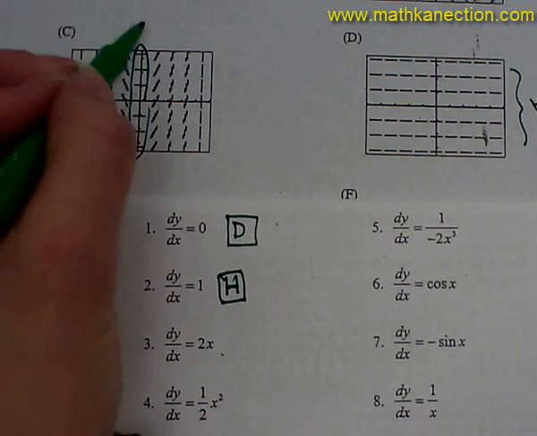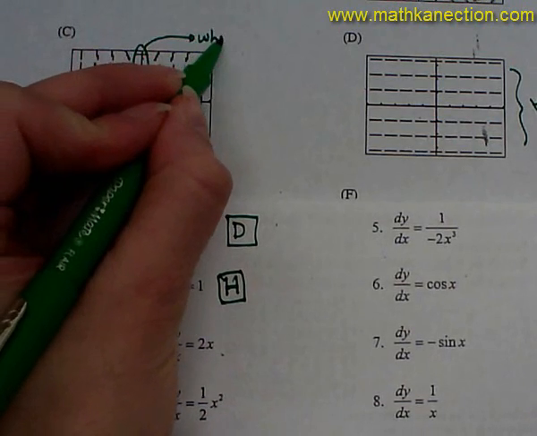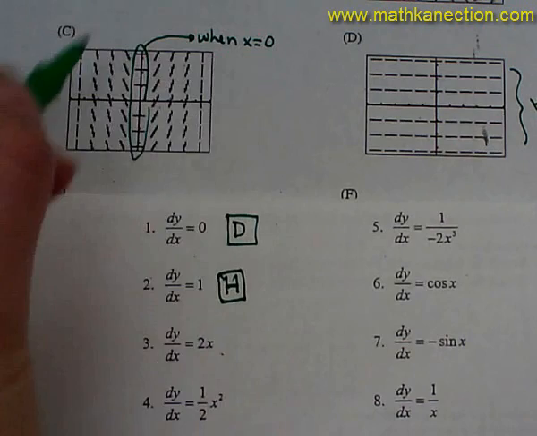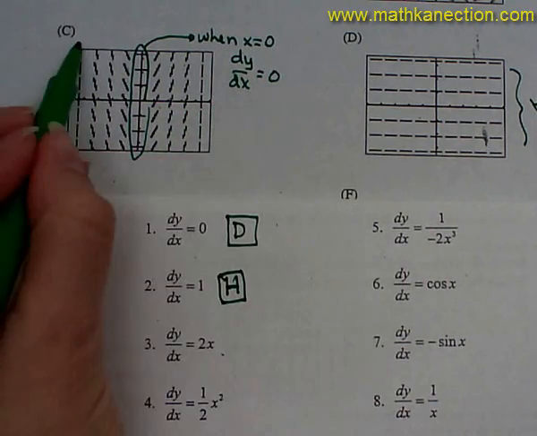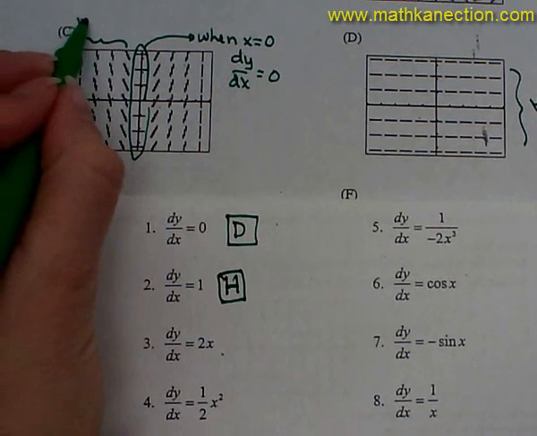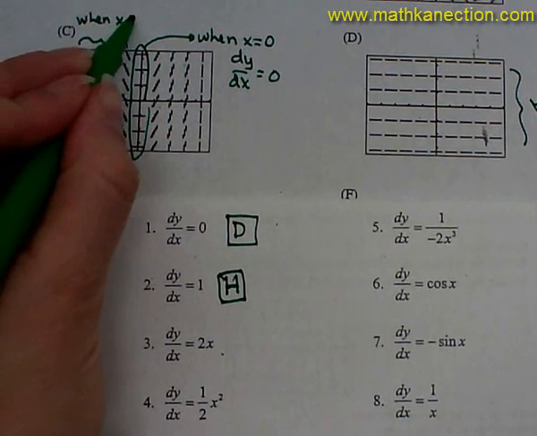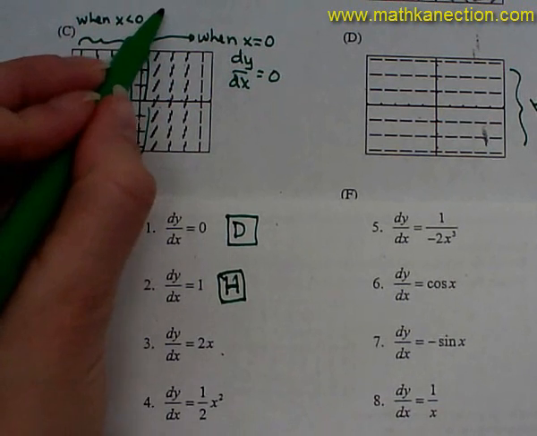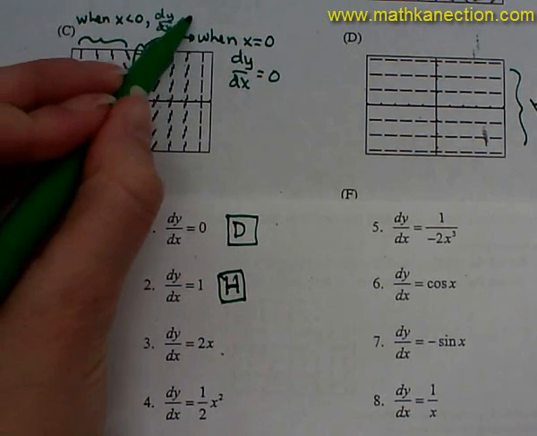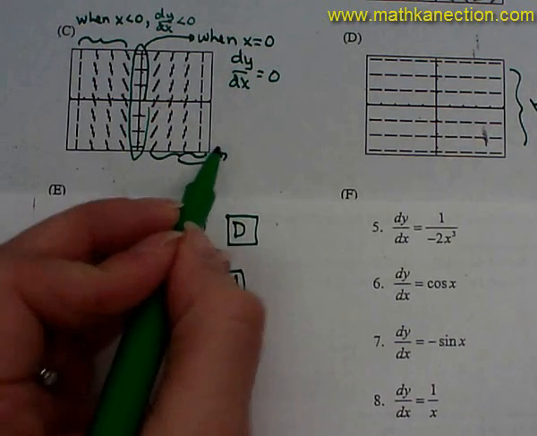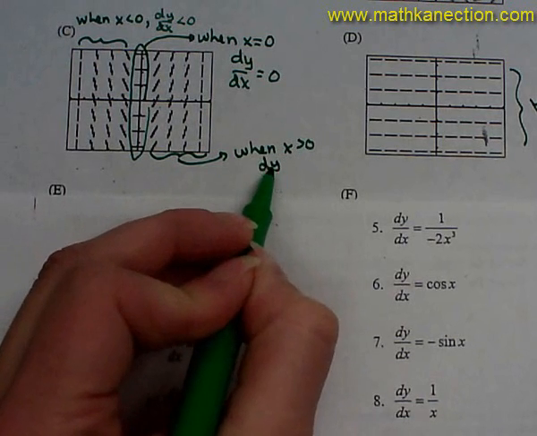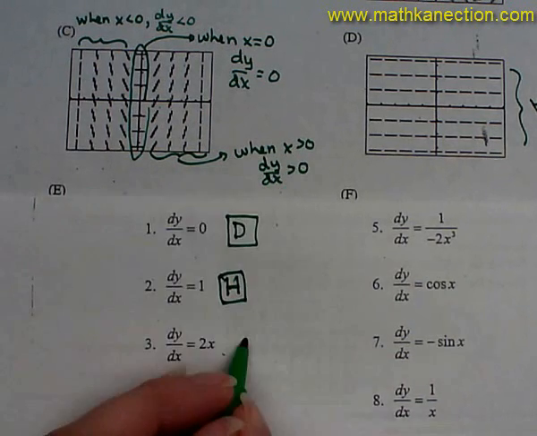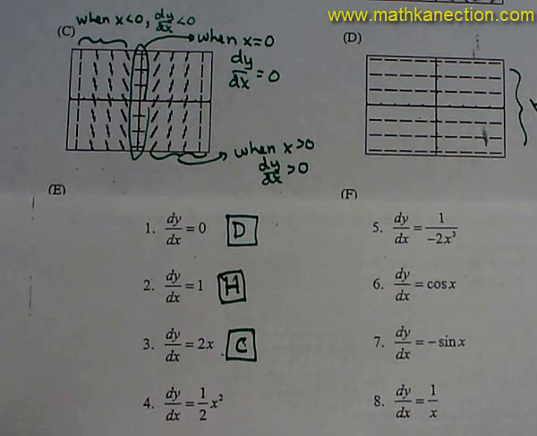In letter C, we look at where the slopes are equal to 0. Slopes are all equal to 0 when x is equal to 0. So when x is equal to 0, dy dx is going to be equal to 0. Also noticing in the second and third quadrant, when x is less than 0, dy dx is also less than 0. And when x is greater than 0, the slopes are all greater than 0. So that matches number 3.